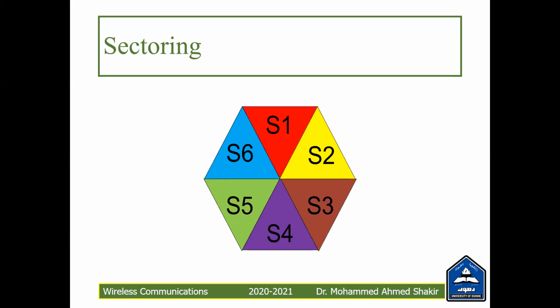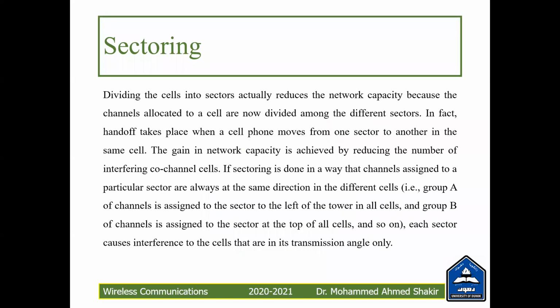Six groups of 5 channels will provide less traffic intensity than a single group of 30 channels. This is the idea of trunking efficiency I have told you about. In fact, handoff takes place when a cell phone moves from one sector to another. These are the disadvantages of sectoring: bad trunking efficiency, and the handoff process is increased.